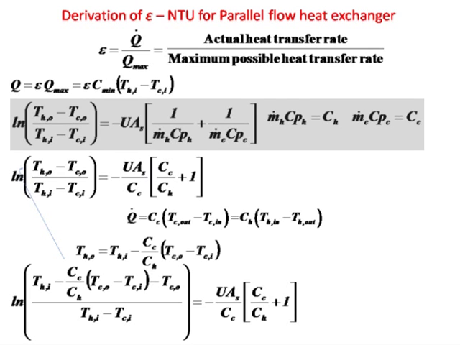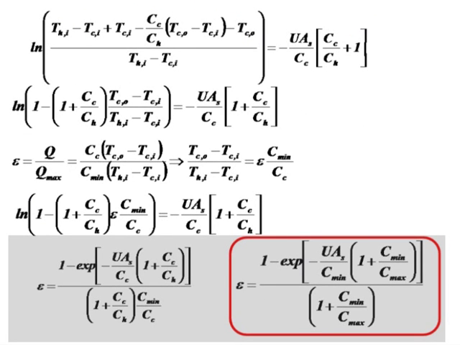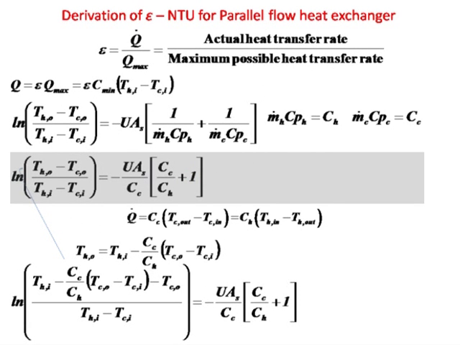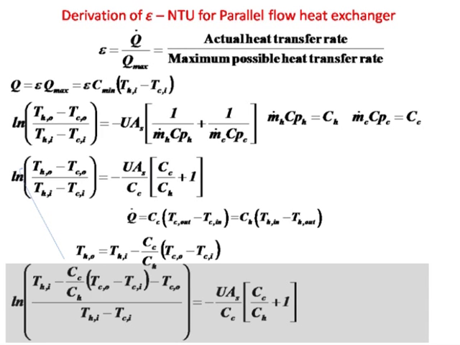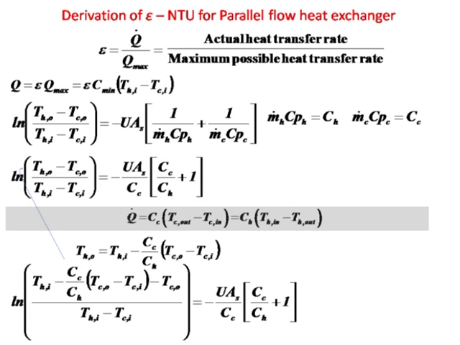So, let us say I bring all these things together in the form of CC and CH. This remains as it is, the log term, and CC by CH we keep carrying all the time, CC by CH plus 1. Here I am taking that C min comes out to be CC. If C min is not equal to CC, then I will use the appropriate, the lower one for the division; otherwise it does not matter, the way of doing is the same. So, Q is CC times TC out minus TC in, or CH times TH in minus TH out. We have assumed in this derivation that C min is this quantity.